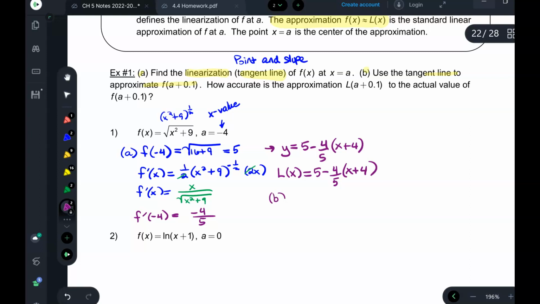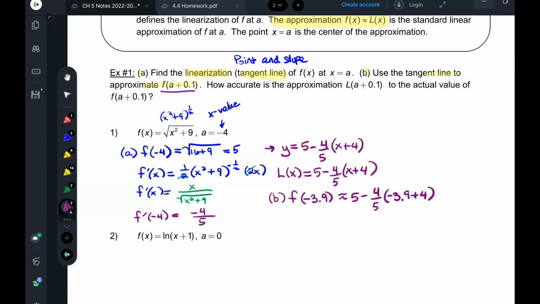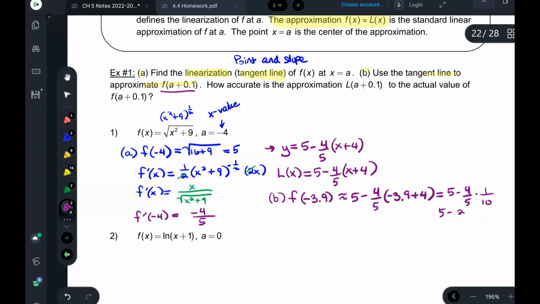Okay, so now B says find an approximation for f of a plus 0.1. So that means I'm finding f of -3.9. So we're going to approximate. We're going to get 5 minus 4/5, and then -3.9 plus 4. Okay, so that's going to give us 1/10. Looks like I should have given you a little bit more room. And that's going to give us 5 minus 2/25, which equals 4 and 23/25.